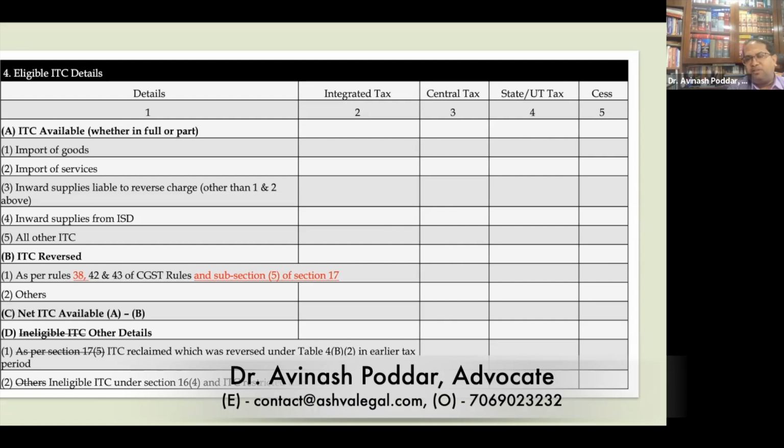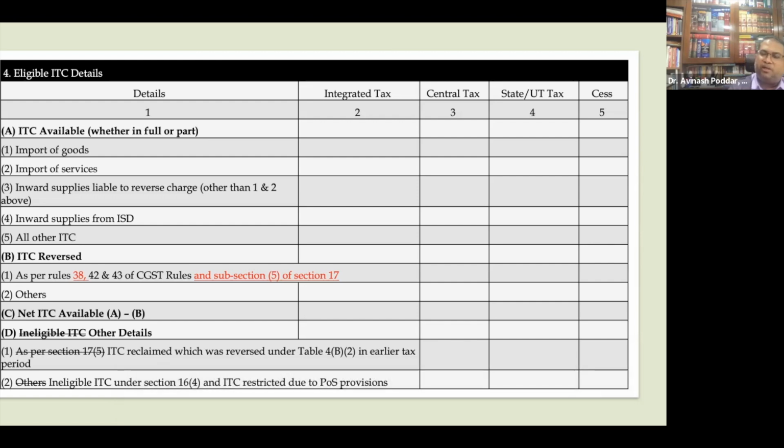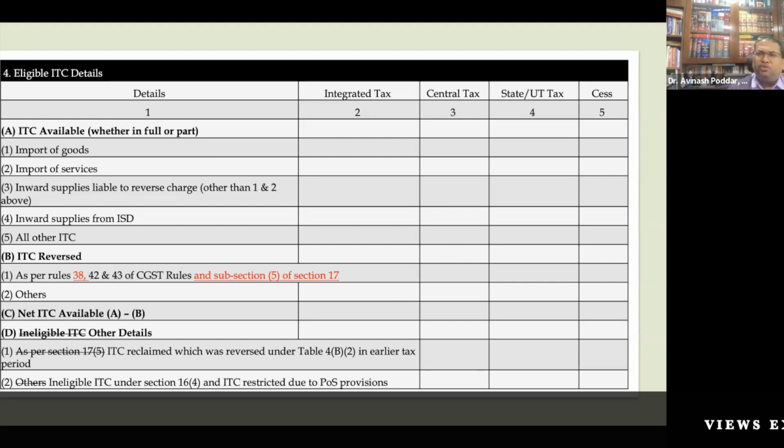So as we have already discussed, in 4B2 where others is written, all the temporary reversals which you can reclaim will come. When you reclaim, there will be two treatments as per this circular and as per logical understanding also. Let's say today I reverse rule 37 in the month of May. Now in June I am making the payment, so I become eligible for reclaiming this.